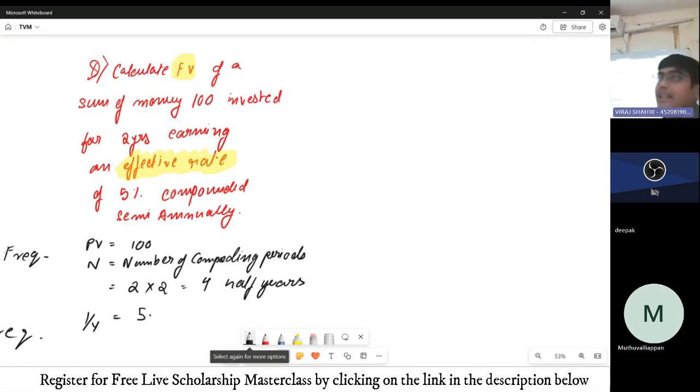5% only, we are not dividing it by 2. Even though this is compounded semi-annually, the question says this is the effective rate, so we are not dividing it by 2. I by Y is going to be 5% only. Clear? This was the question. (Otherwise) you have to divide it by 2.